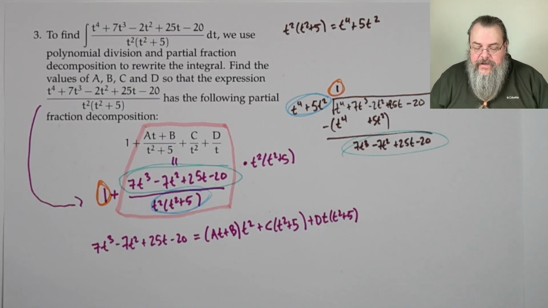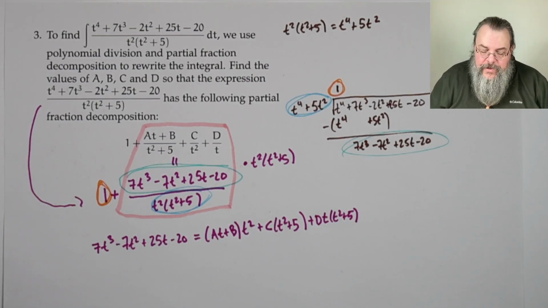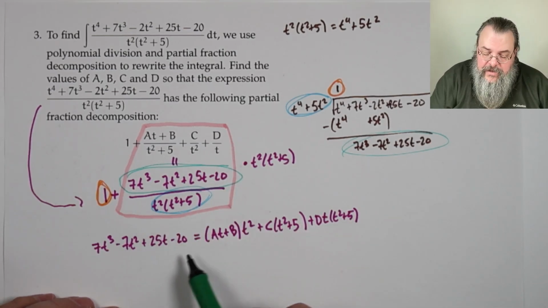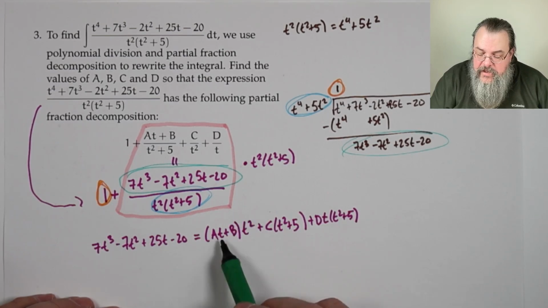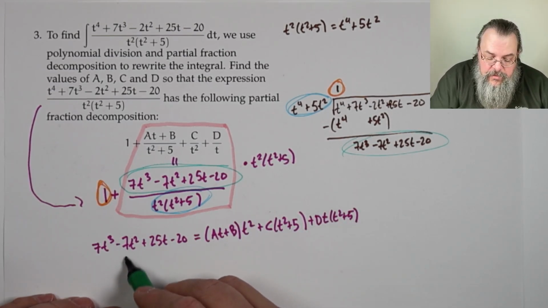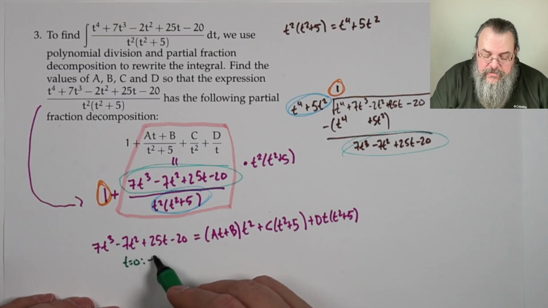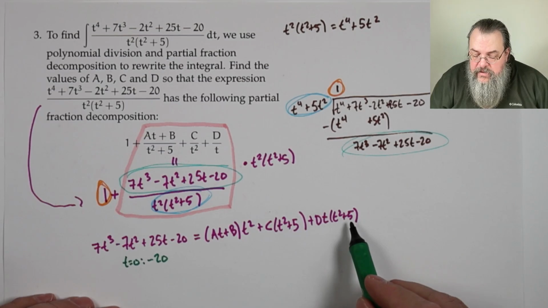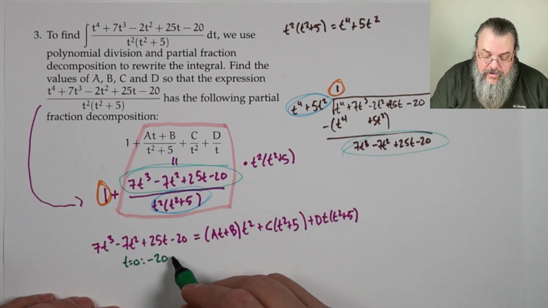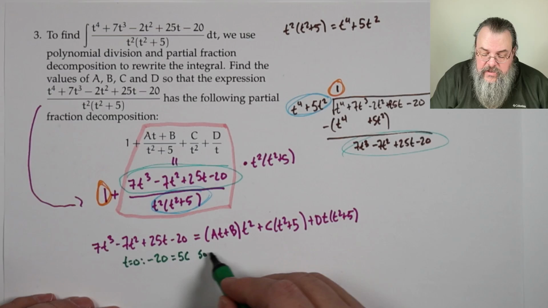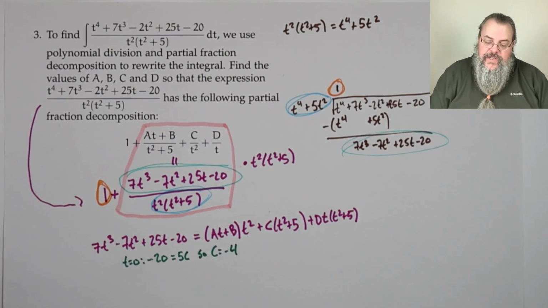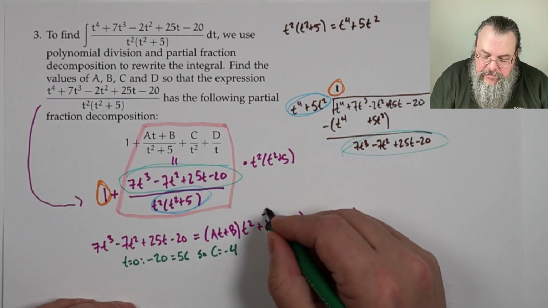Is there a very convenient value for t? Yes, there is. t equals 0 is a wonderful convenient value because it will zero out the first part and the last part. So if you plug in t equals 0, lo and behold, you get negative 20 equal to 0 plus 0 plus 5c. So that tells us that c is negative 4. Progress. So we replace c by negative 4.